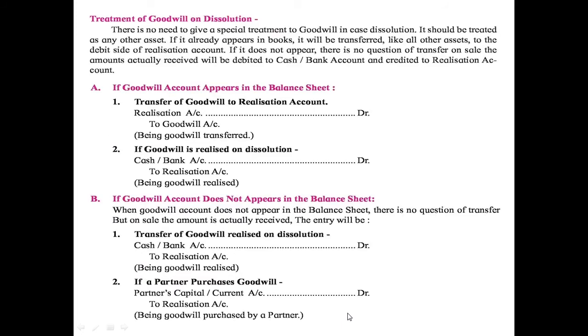Next is about the treatment of goodwill. If the goodwill is given in the old balance sheet, then it must be treated like any other asset. That goodwill will be transferred on the debit side of the realization account like other assets. And when the amount is received for the sale of the goodwill, then it will be recorded on the credit side of the realization account. So here they have given the journal entries for that.